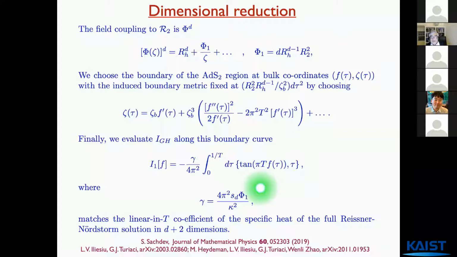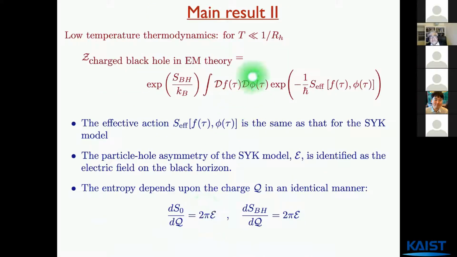All right, and now you have a coefficient gamma. In this case, gamma is related to Newton's constant and the electric charge of the black hole. You can work it out exactly. All right, so that's the main result. You can also now do that for the phi that comes from the gauge field, and you get exactly the same theory. So this is the main result for the black hole.